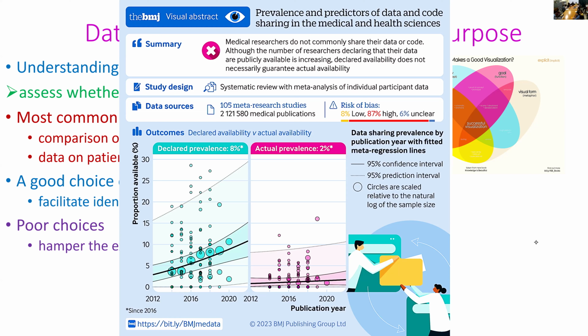Then this is the graph. You can see there's one graph here, 2012 to 2020, and another one, 2012 to 2020. The one in green is declared prevalence. That means I am going to share my data.